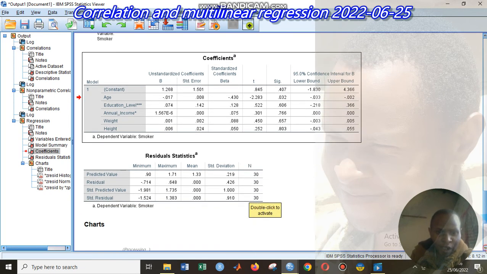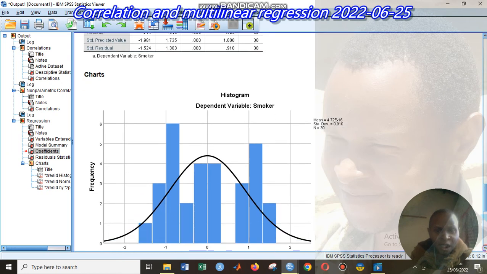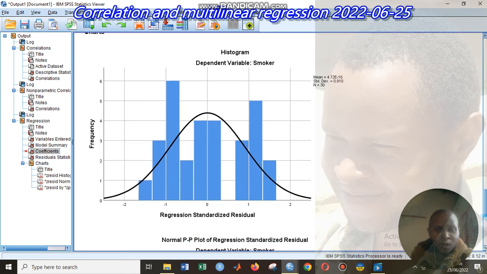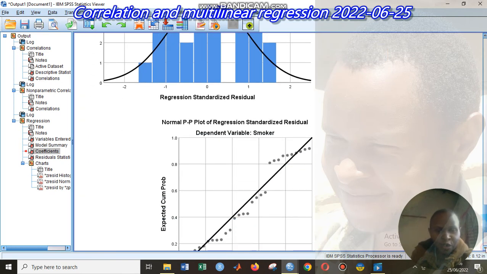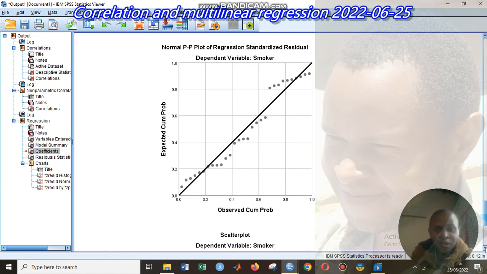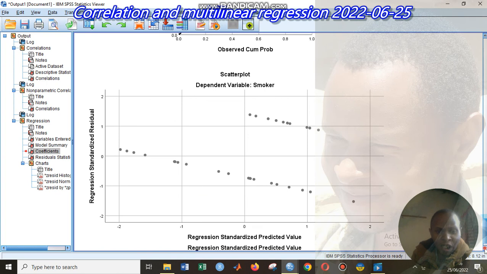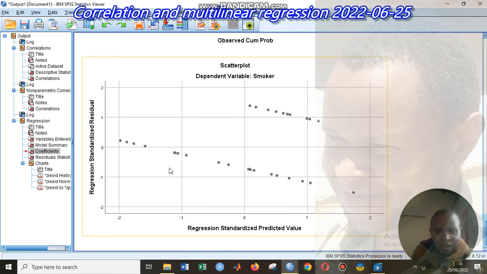So we can move to the residuals. The residuals show the minimum, maximum, mean, and standard deviation. It has drawn a histogram there to show normality of the data. It has also drawn a normal P-P plot of the regression standardized residuals. As you can see, they are lying on the line of fit. You can also see the scatter plots, showing how the data is distributed.